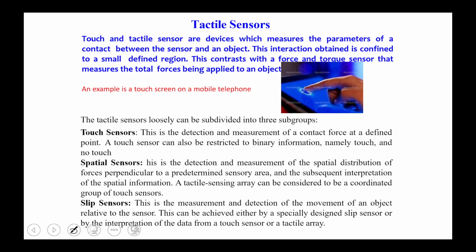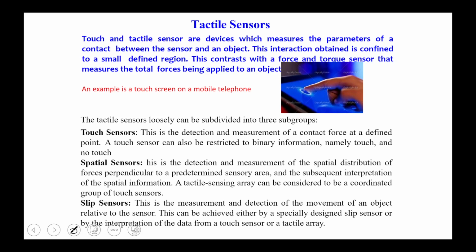This interaction is confined to a small defined region. This contrasts with the force and torque sensor, which measures the total force being applied on the object. An example is the touch screen on a mobile telephone, which is the tactile sensor we use on a mobile phone. Tactile sensors can loosely be subdivided into three subgroups: touch sensors, spatial sensors, and slip sensors.